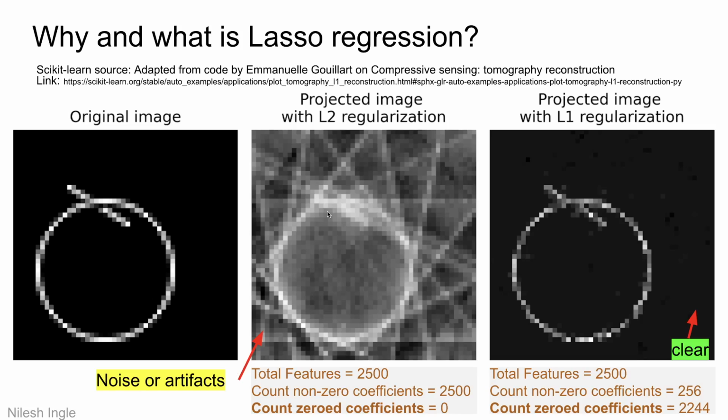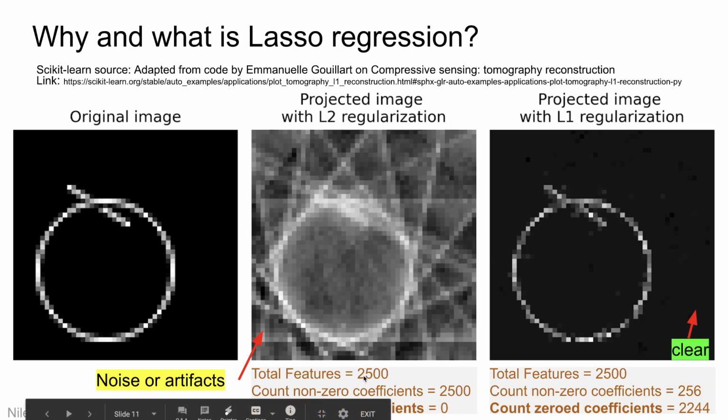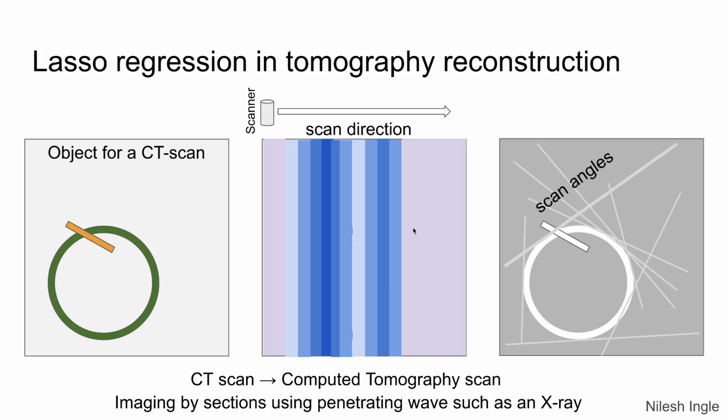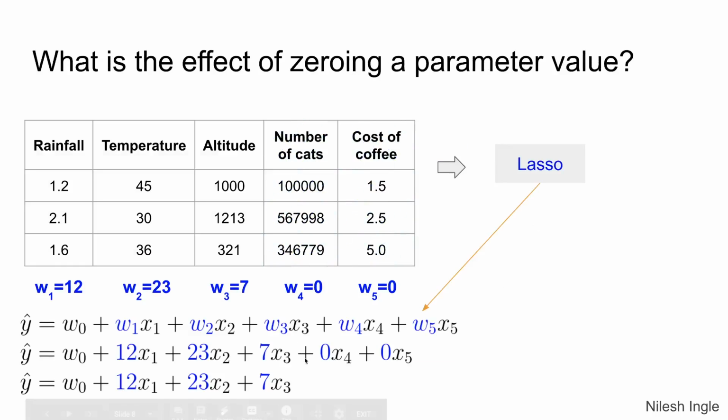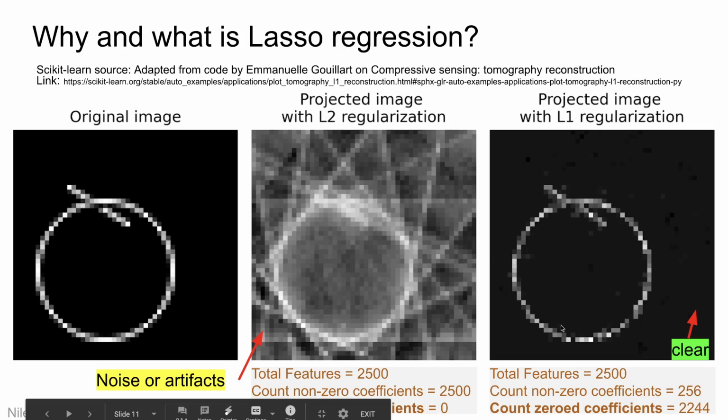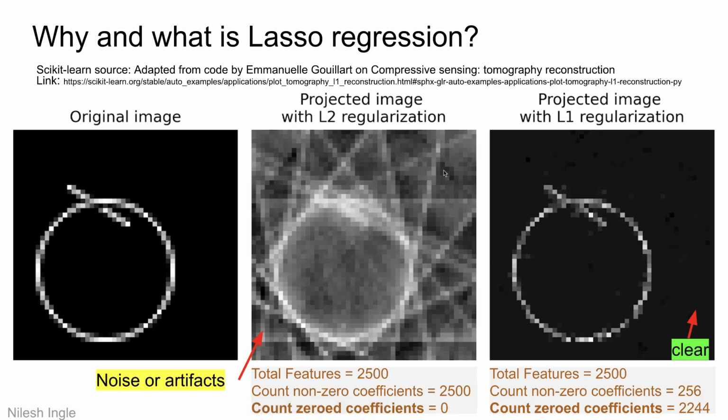And the reason is because out of 2500 features, none of them go to zero. All the 2500 coefficients have non-zero values. So as we saw in the previous equation, none of these goes to zero. So all the parameters have at least some value. So even the noise in these images would continue to stay in that particular image as it is reconstructed.